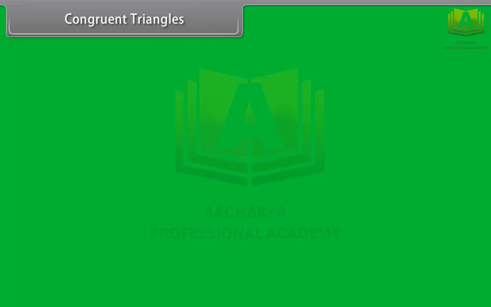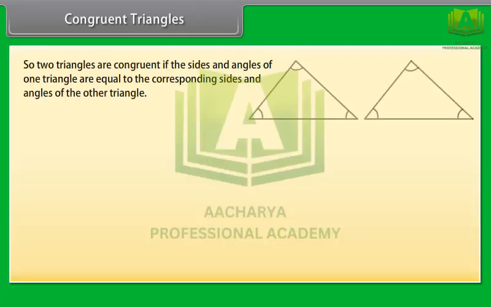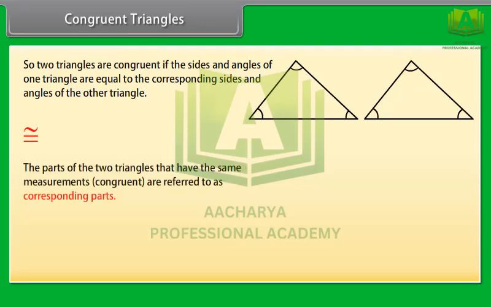Congruent triangles. So two triangles are congruent if the sides and angles of one triangle are equal to the corresponding sides and angles of the other triangle. This is the sign of congruency. The parts of the two triangles that have the same measurements, congruent, are referred to as corresponding parts. This means that corresponding parts of congruent triangles are congruent. In short form, we write it as CPCT.